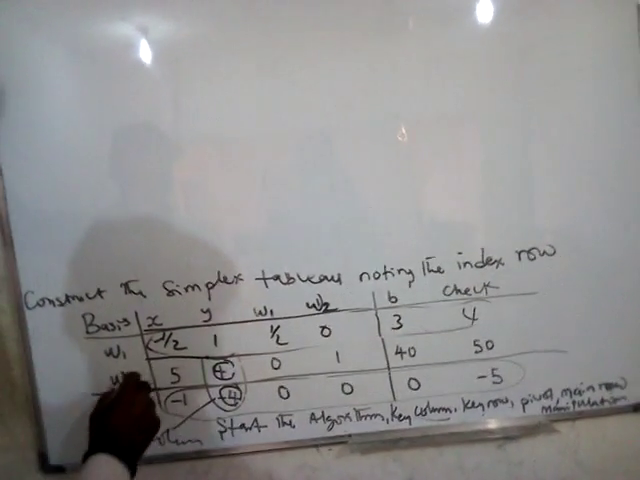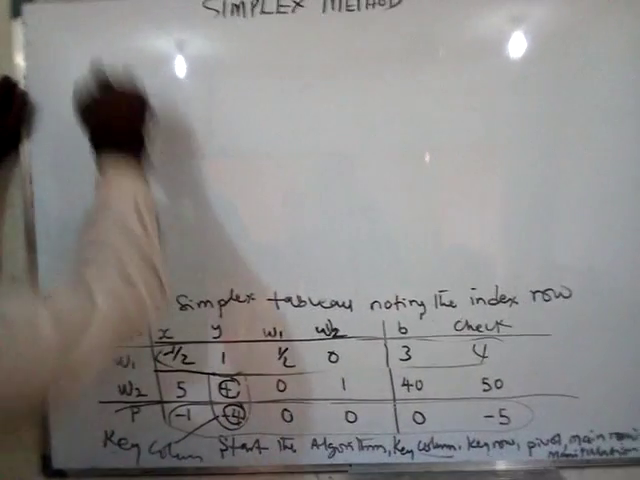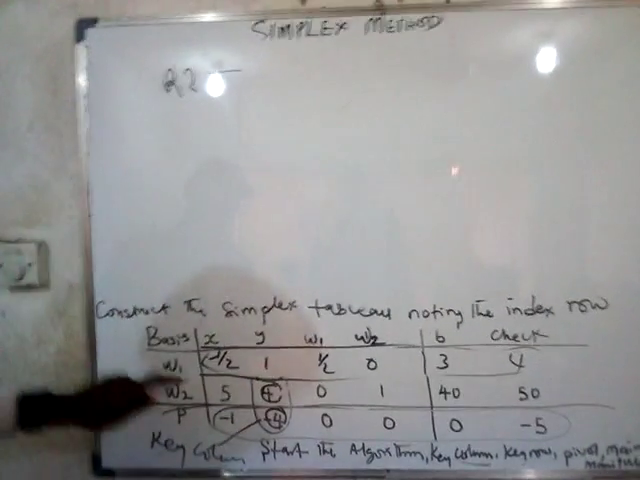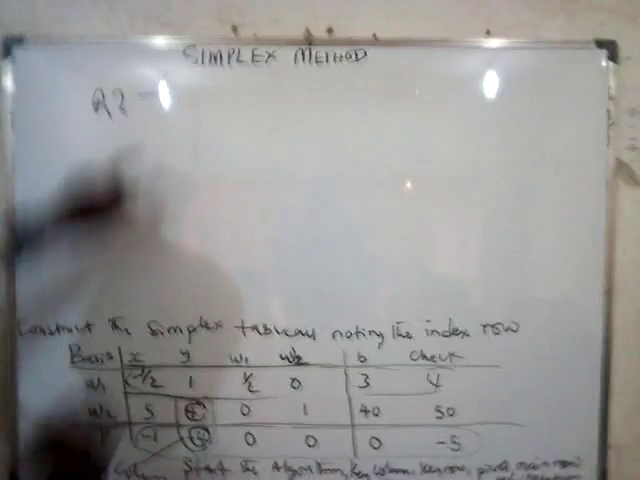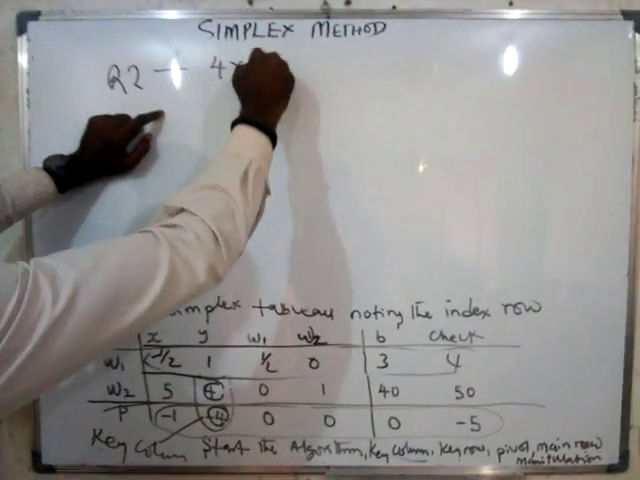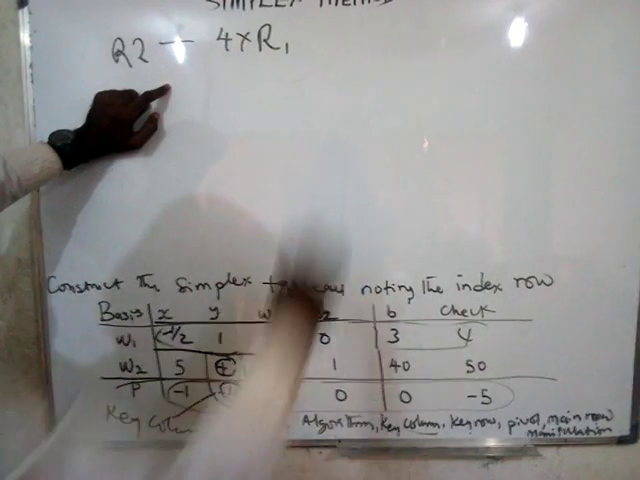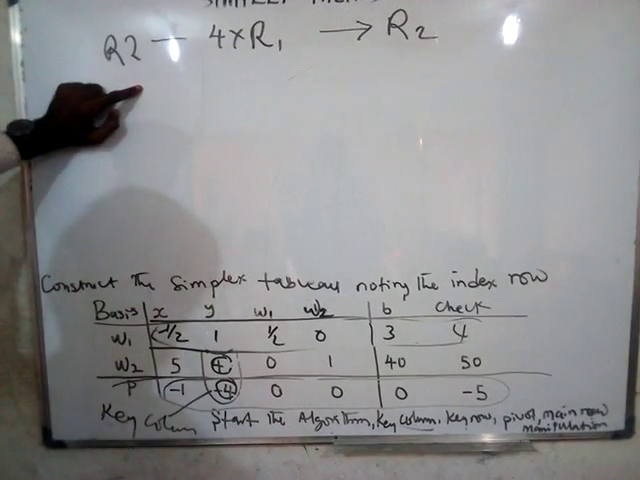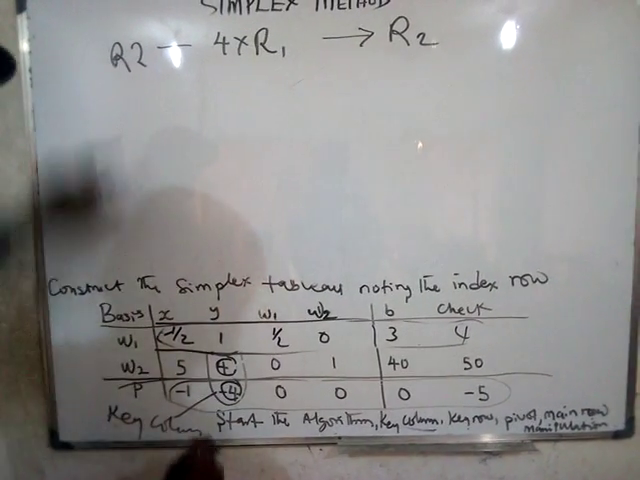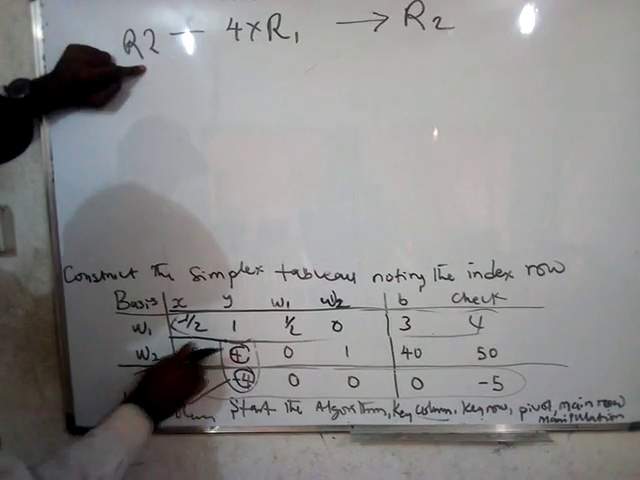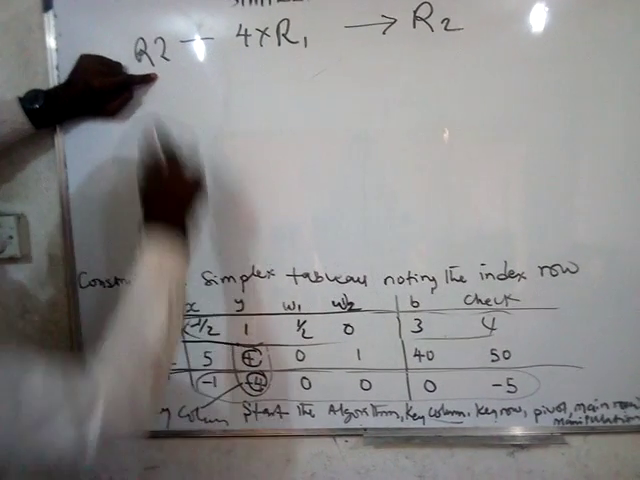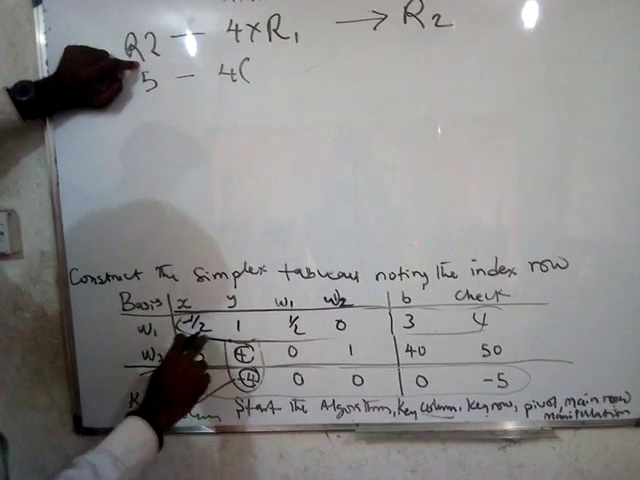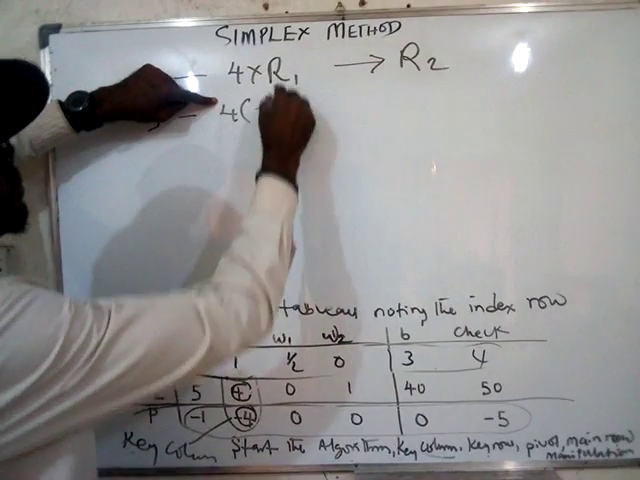How can we get here to be 0? We could do row 2 minus 4 times row 1 and name it the new row 2. You will see that we can have here to be 0. So how do we do that? What is the row 2 here? Row 2 here, the value is 5. So the value here is 5 minus 4 times, what is the row 1? Minus 1 over 2.